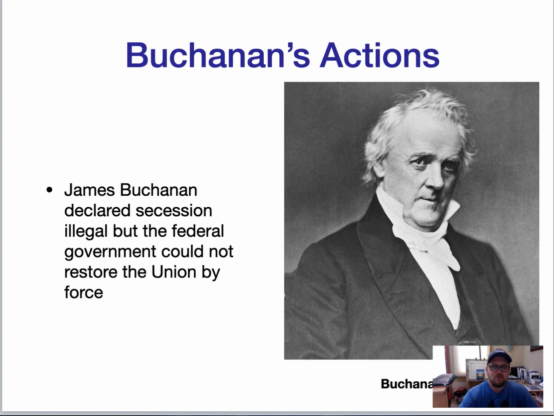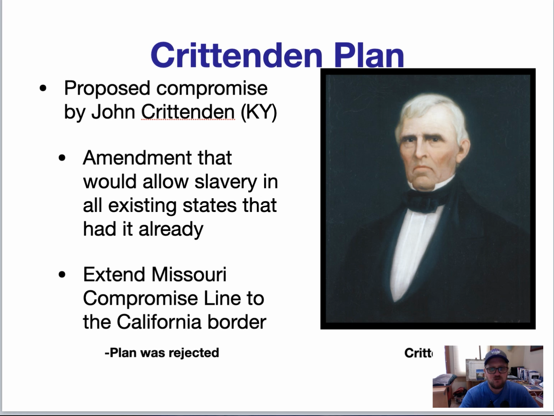It does not happen. We do see some representatives try to compromise, like John Crittenden from Kentucky. He proposed the Crittenden Plan, which is this line that extends all the way to the Pacific Ocean, or California actually. Anything below this line, the Missouri line, is going to be slavery going forward. Anything above this line is free states, and there's no popular sovereignty at all. There's no let the states decide. It's all about where the line falls.